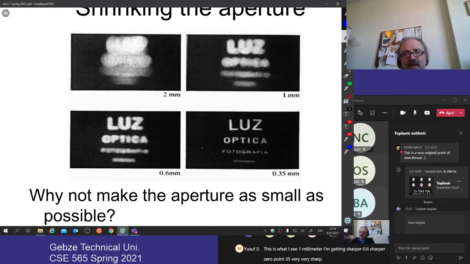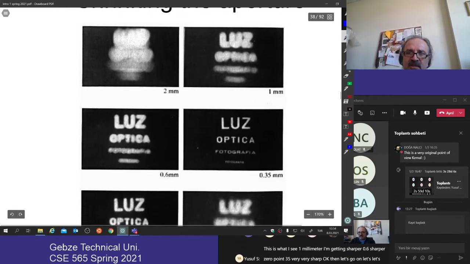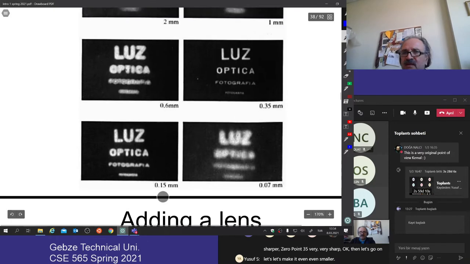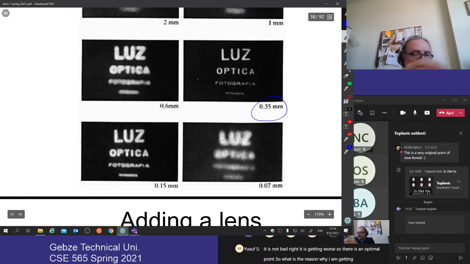Then let's go on. Let's make it even smaller. Make it 0.15. No, it is not better. 0.07, it is not good, right? It is getting worse. So there is an optimal point. So what is the reason why I am getting less focused images?